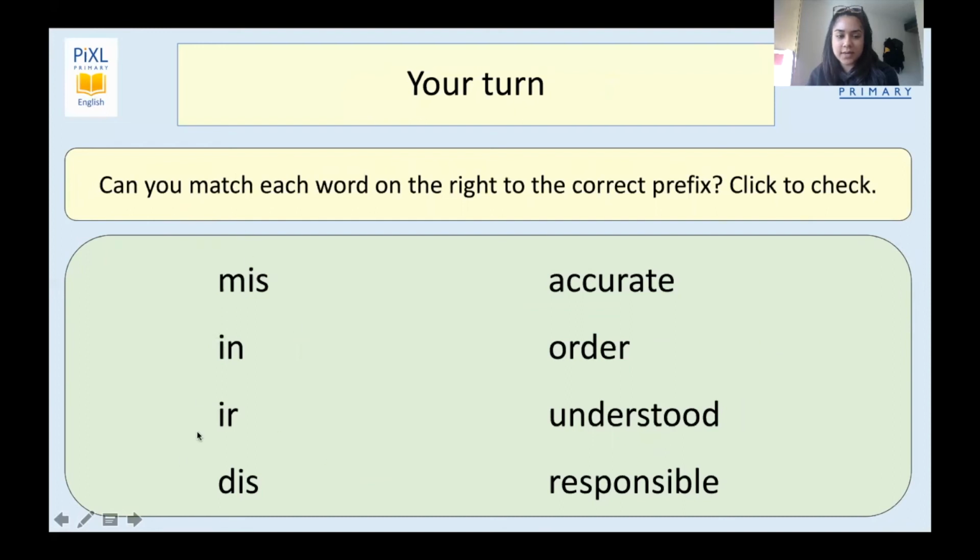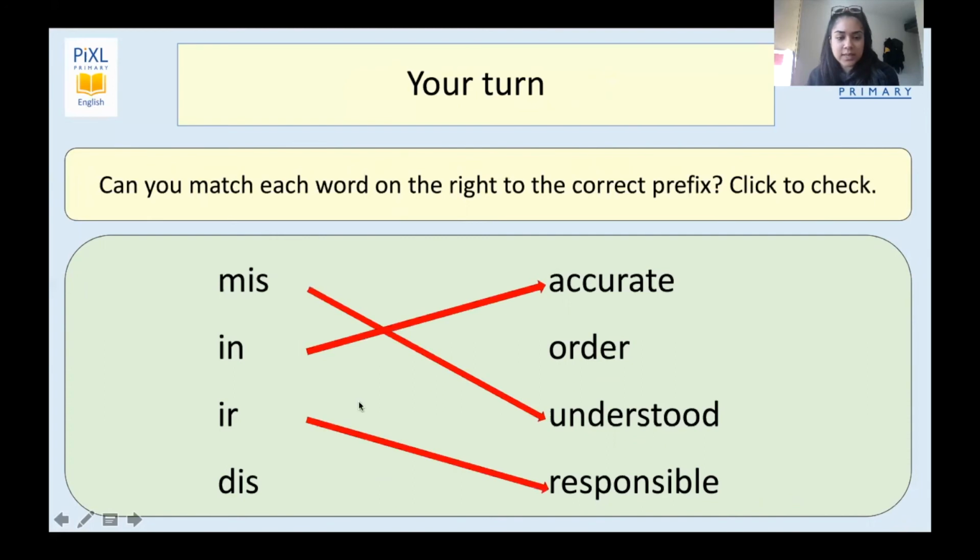On the left here, we've got mis, in, ir, and dis. And here the words, we've got accurate, order, understood, and responsible. Pause the screen, have a go, and then I will show you the answers. Well done if you said misunderstood, inaccurate, irresponsible, and disorder. Remember, adding these prefixes makes these root words the opposite meaning of what they are.